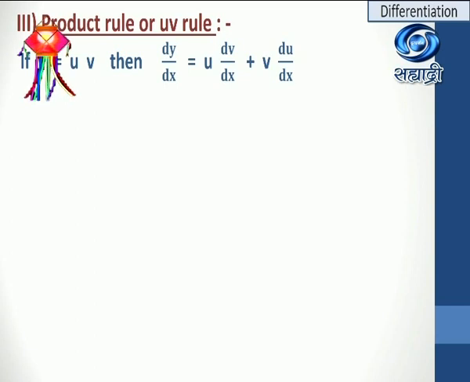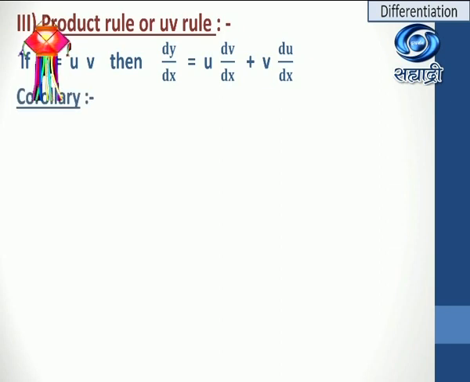Now next rule is product rule or UV rule. If y is equals to u into v, then dy by dx is equals to u into derivative of v with respect to x plus v into derivative of u with respect to x. Here, y is the product of two functions, u and v. Here, u is the first function and v is the second function. Then, derivative of y with respect to x is equals to first function into derivative of second function with respect to x plus second function into derivative of first function with respect to x.